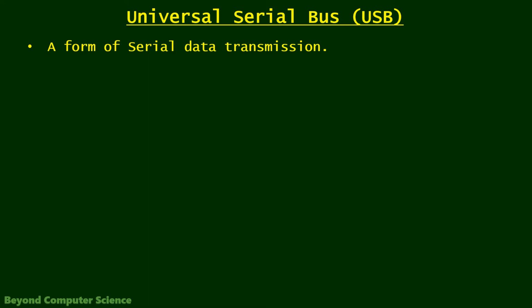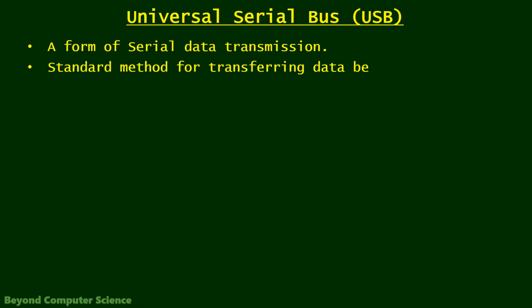So Universal Serial Bus USB is following the serial data transmission method, in which one bit is transmitted after the other, one bit is transmitted at a time. A standard method for transferring data between devices and computer. So this has become a standard method for transferring data. Now it is just a standardized method.